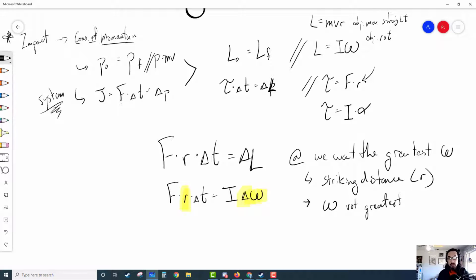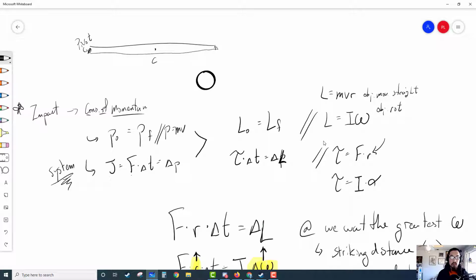So here we have a directly proportional relationship. In order for this to go up, because omega and radius are directly proportional, we need to have the greatest radius, and that is why for A, we say that it is to the right of C. So to the right. Okay, so right around here is where we want to hit it.